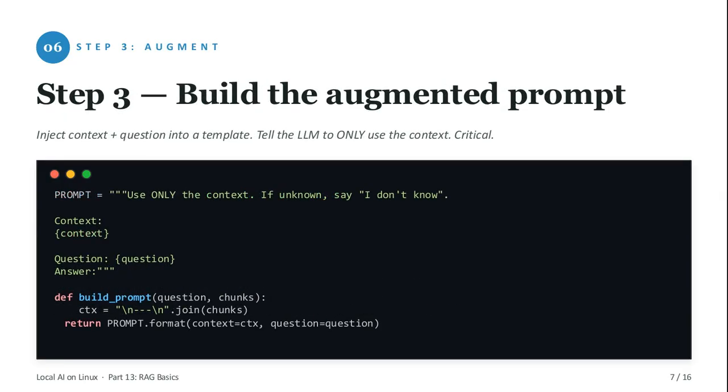With our chunks in hand, step 3 is where we wrap them into a prompt the model can actually use. The template is deliberately strict. Use only this context, and if the answer isn't there, say, I don't know. That one instruction is what stops the model from drifting back into its training data and making things up. We join the chunks with a simple separator, drop them into the context slot alongside the question, and that's the augmented prompt, ready to send.